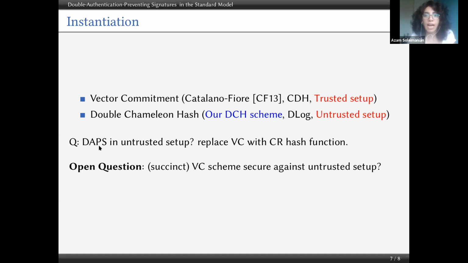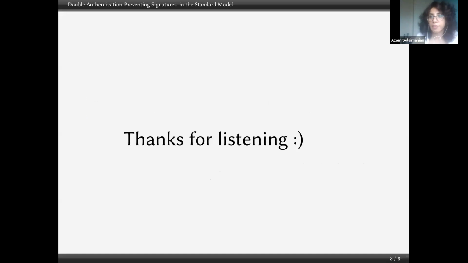How can we have DAPS in an untrusted setup? Well, we simply replace the vector commitment with a usual collision-resistant hash function, at the cost of a longer signature. So a natural open question is: can we have a vector commitment scheme which is secure in an untrusted setup? And that's it from me. Thanks for listening.